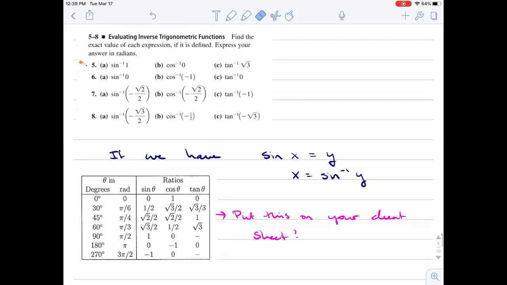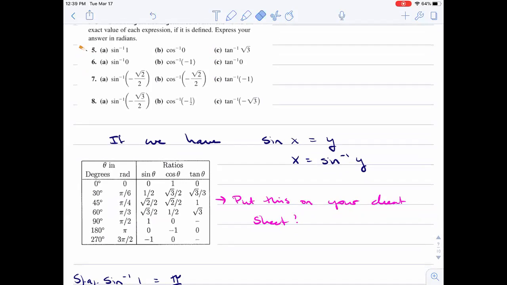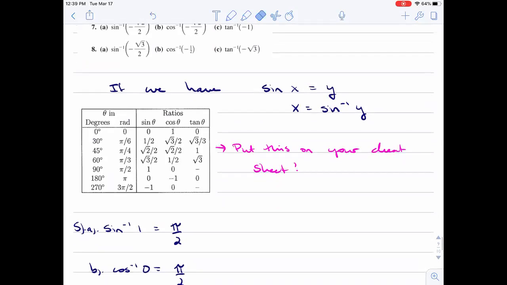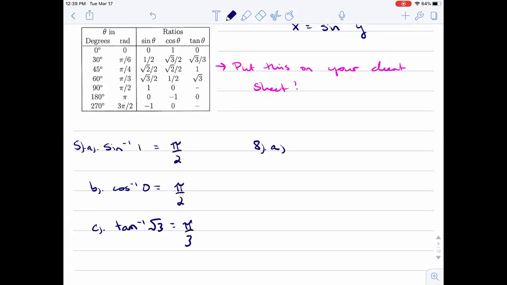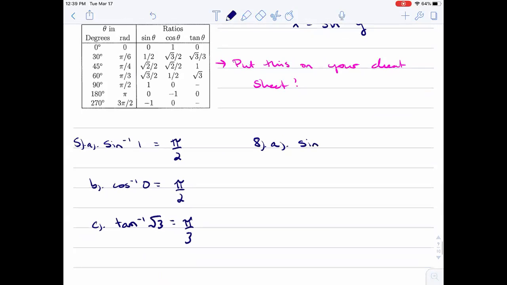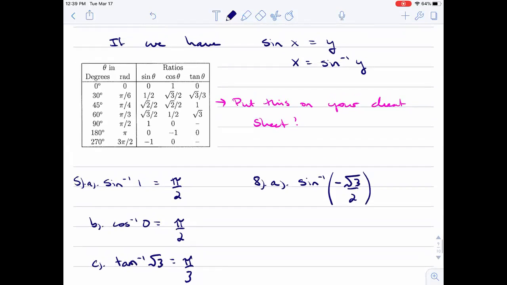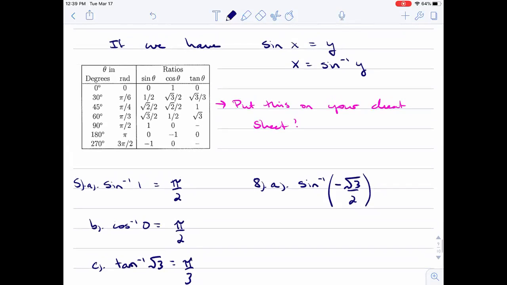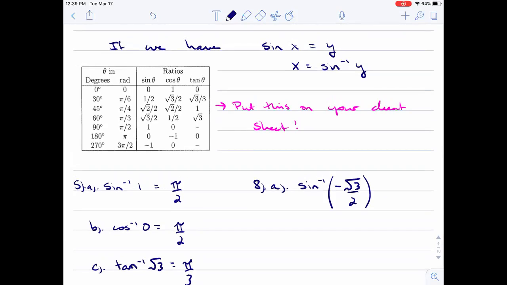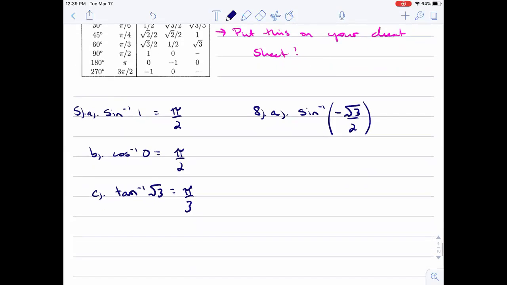What if we do something that looks a little harder, but probably isn't? Do you want to do 7 or even 8? Doesn't matter. Let's do 8a, and maybe I have sine inverse of negative root 3 over 2. This one's trickier, because I know the angle must be from here. If I'm taking sine root 3 over 2, my angle must be pi over 3, but I need that to be negative, so I'll make a little note here. Angle is pi over 3. That much we're okay with.